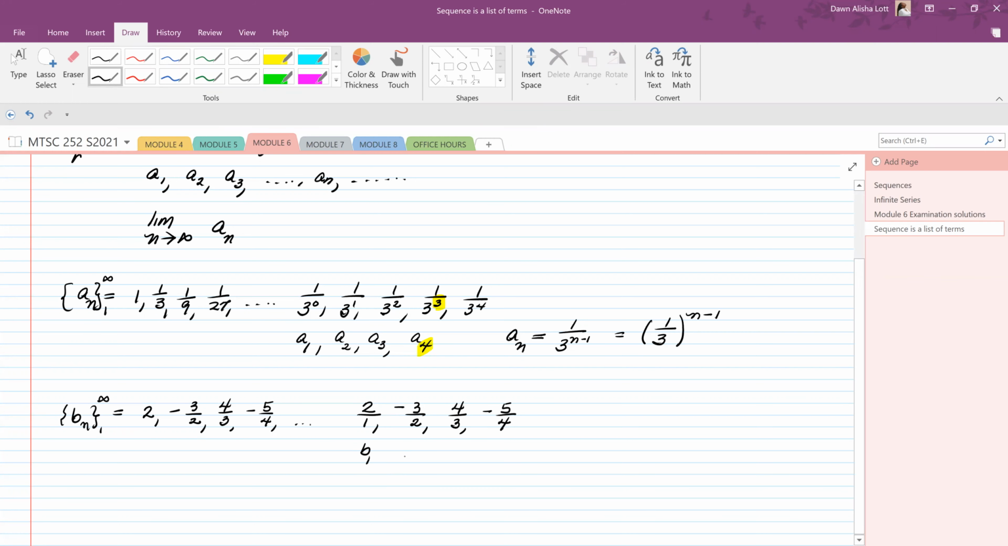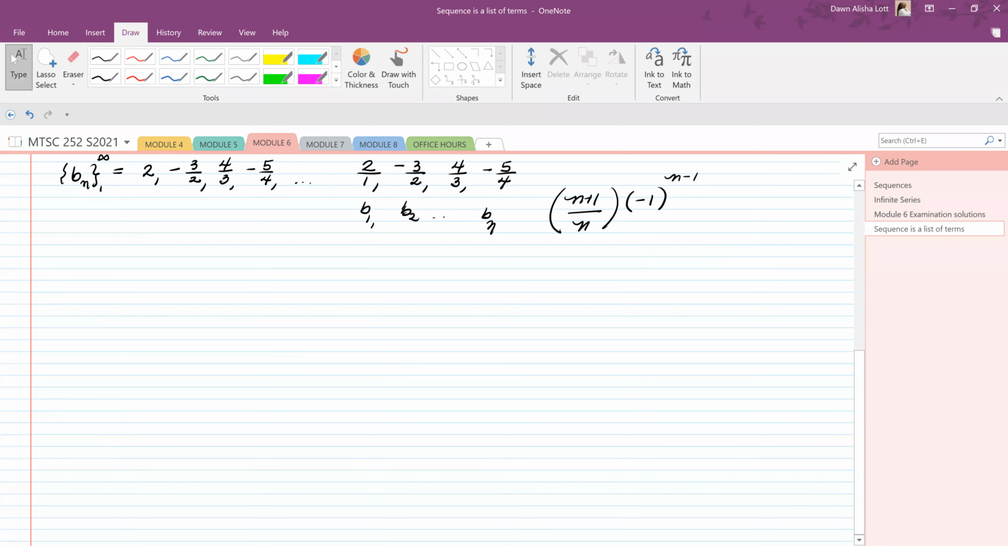B1, B2, etc. Now for B1, I get 2 over 1. For B2, I get 3 over 2. So whatever the n is, for Bn it looks like n is on the bottom and n plus 1 is on the top. And then I can see that this thing oscillates back and forth, so I'm going to need a minus 1. Is it to the n or to the n minus 1? Well, when n is 1, I want it to be positive. So therefore, I would do that.